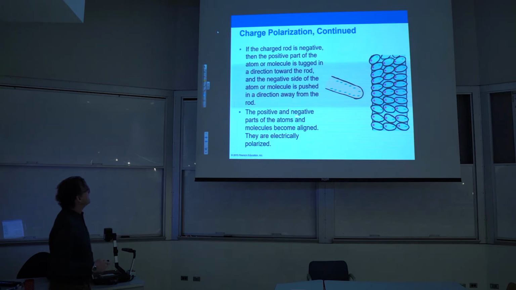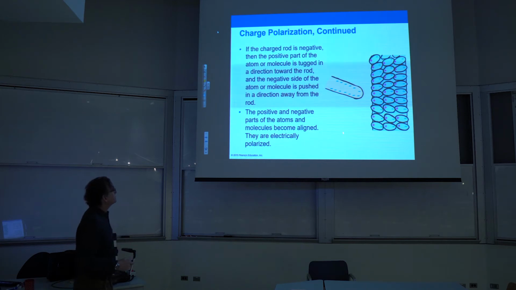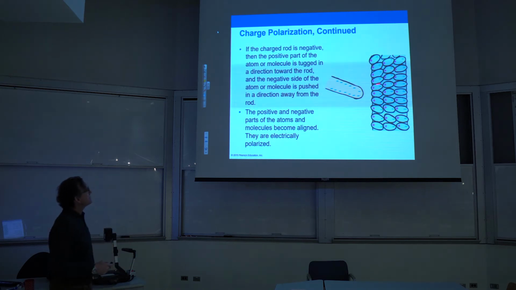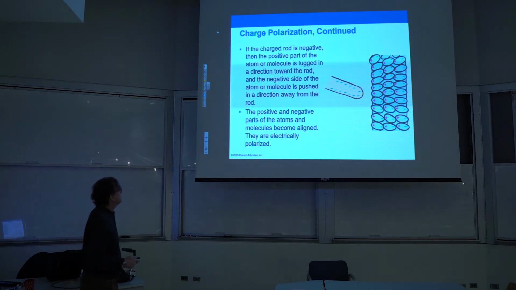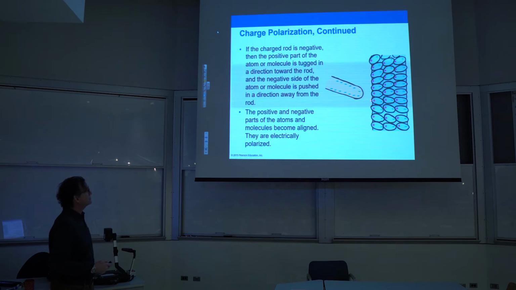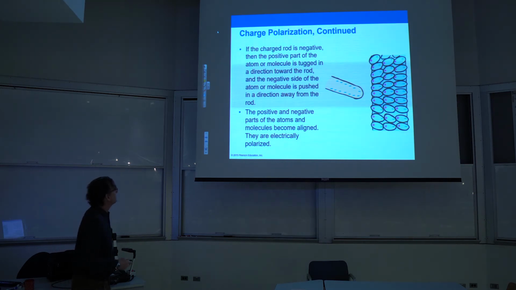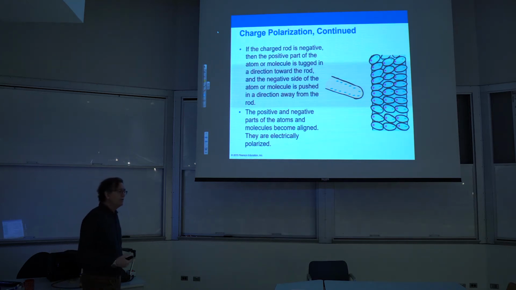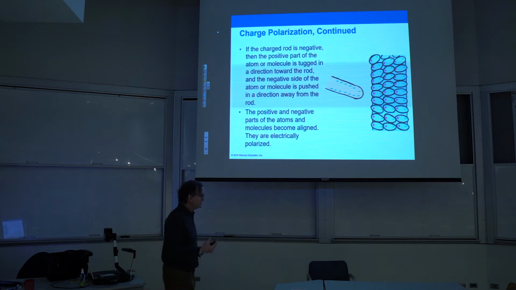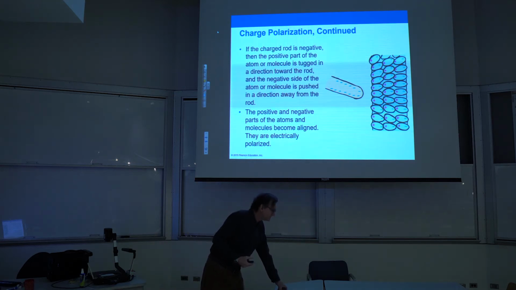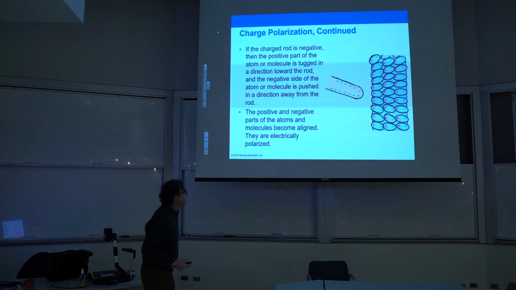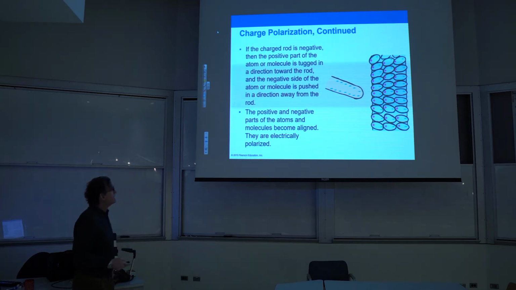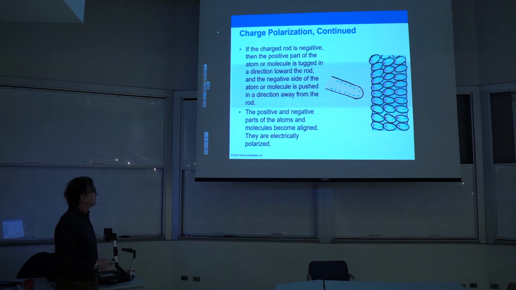So the positive and negative pairs of the atoms and molecules become aligned, and they are electrically polarized because we have a direction of polarization towards the rod that is inducing the charges on the wall, which is, of course, due to the electrons being pushed away. So, by the way, the positive charges are not mobile. They are to be viewed more as fixed objects, and it's the electrons that have greater mobility because they're 2,000 times lighter and easier to move than the nucleus.